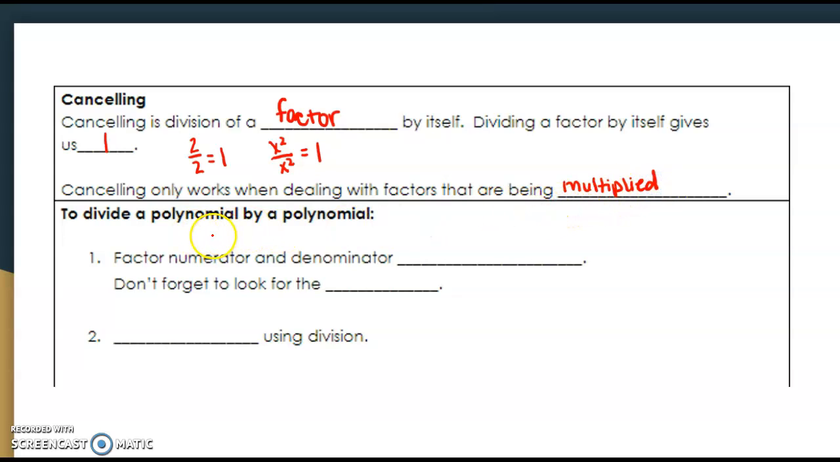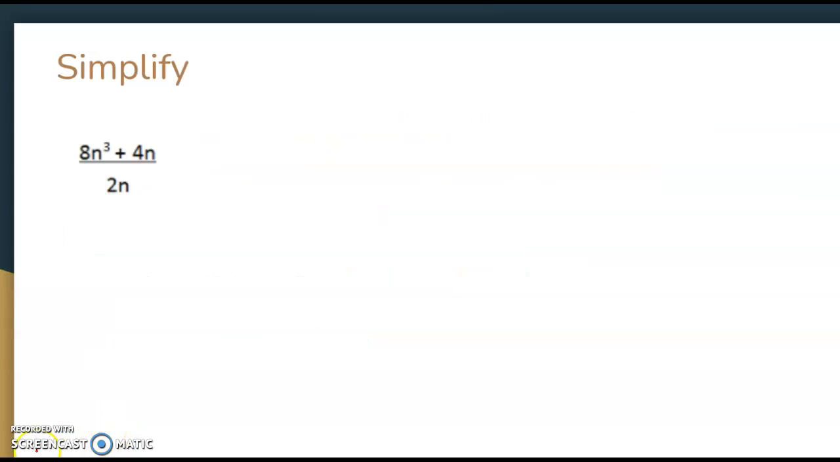So when we are dividing a polynomial by another polynomial, the first thing we want to do is factor the numerator and denominator completely. And don't forget to look for that GCF. Okay, so this factoring here, we're going to use our ACB trees. And then we're going to cancel using division. So let's see what that looks like.